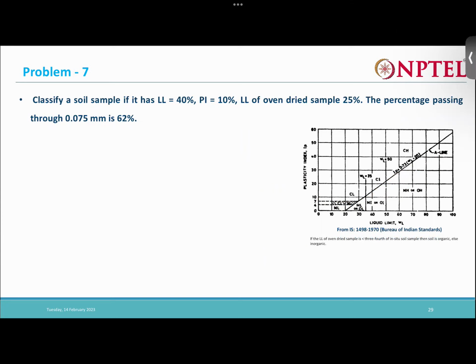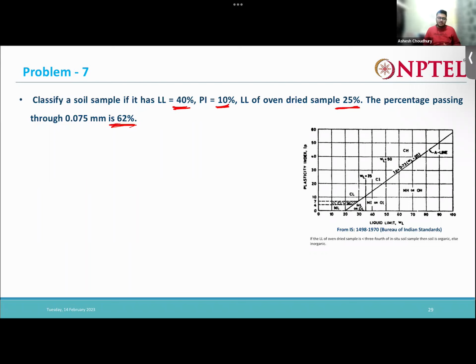Okay, so now let us look at this question. Classify a soil sample if it has a liquid limit of 40% and the plasticity index is 10%. The liquid limit of the oven-dried sample is also given as 25%. The percentage passing through 0.075 mm is 62%. This is the data that is given to you.